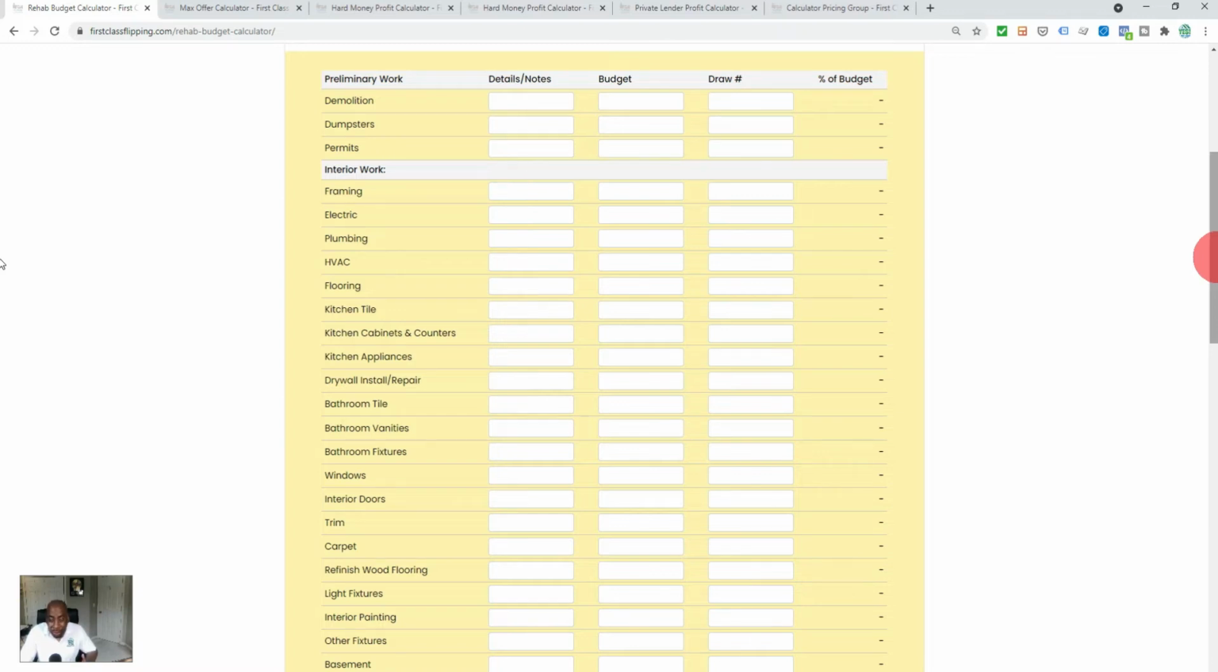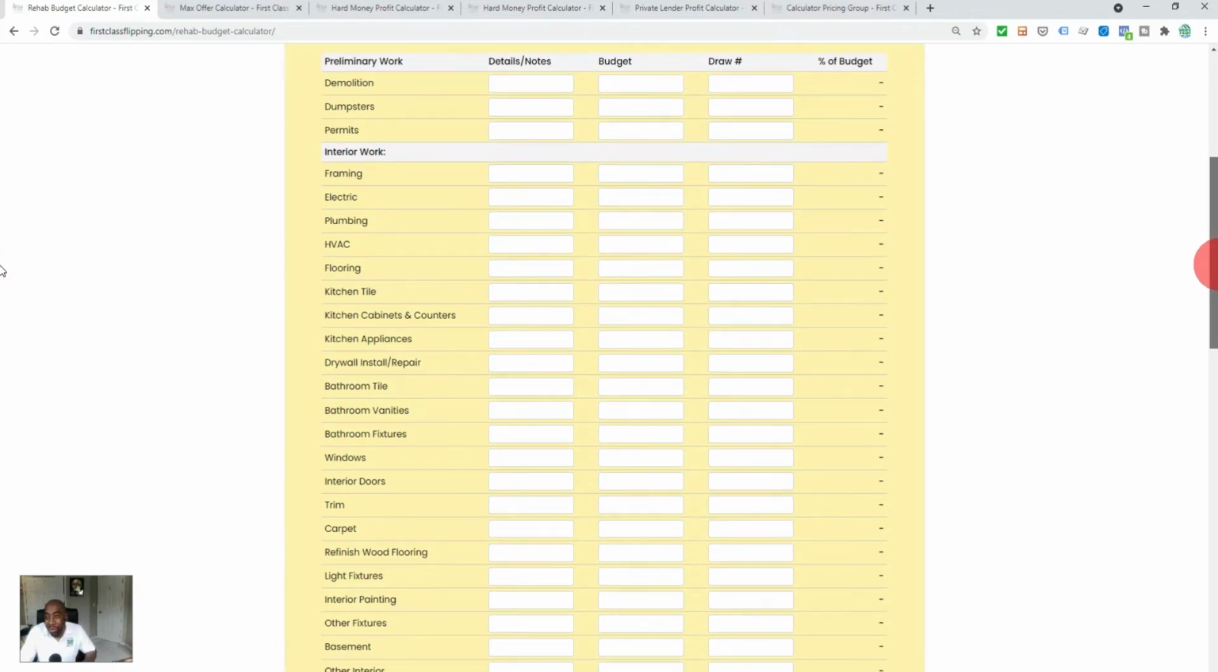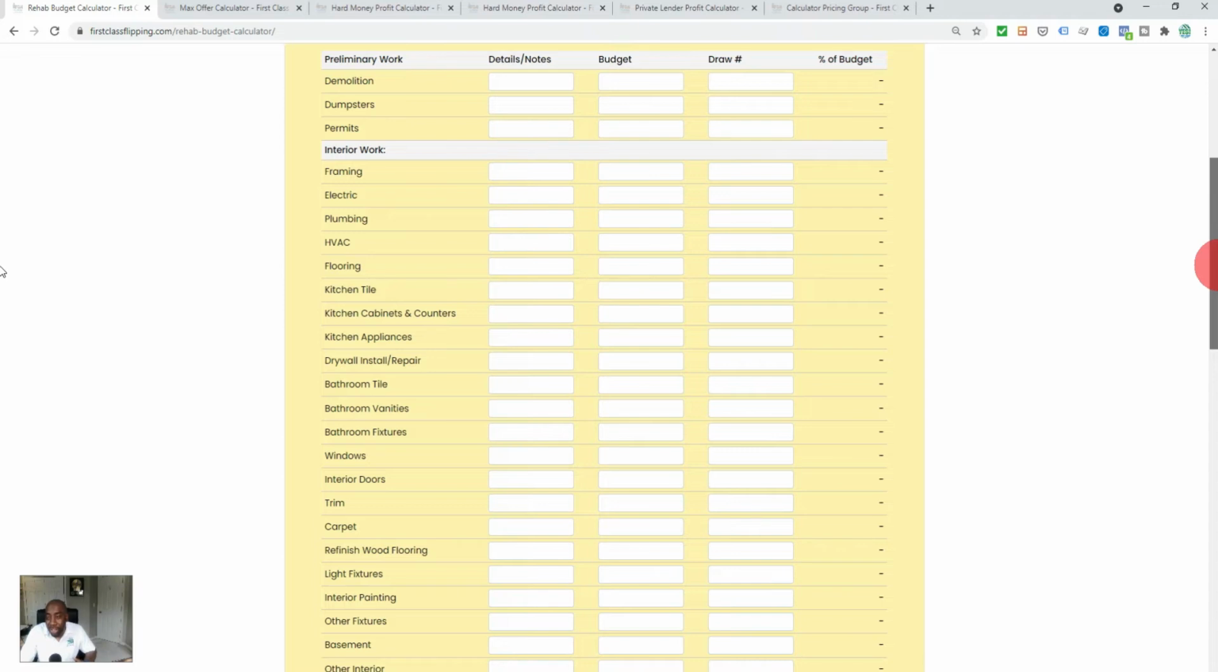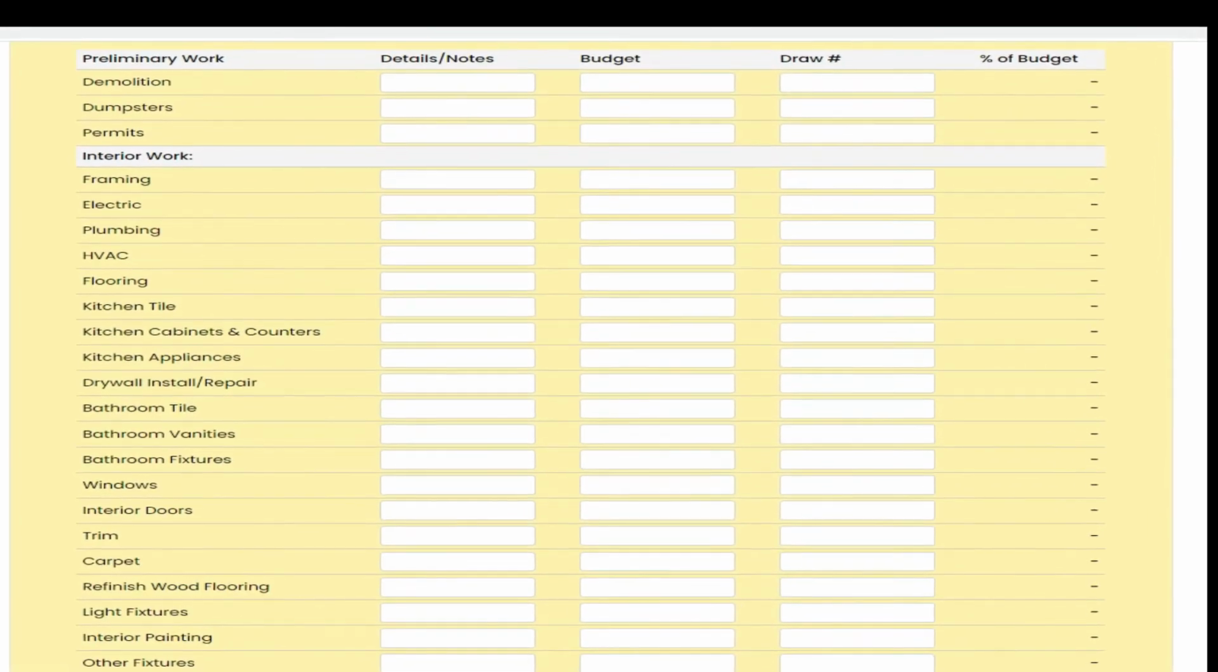You can do this on your phone, your iPad, your tablet, or wait till you get back to your car, do it on your laptop, or when you get back to your office and do it on your computer. But this is a quick way for you to come up with some quick general numbers so you can come up with the estimated renovation budget. And even if you're wholesaling, this is good for you too. That way, when you are presenting your deals to your end buyers, you can show them the numbers of how you came up with your renovation budget.